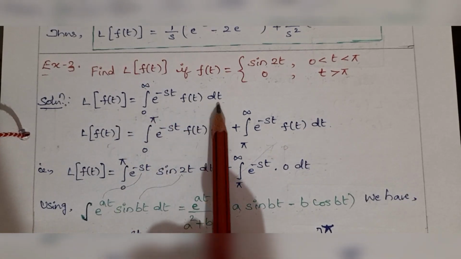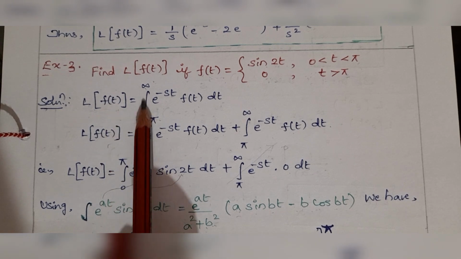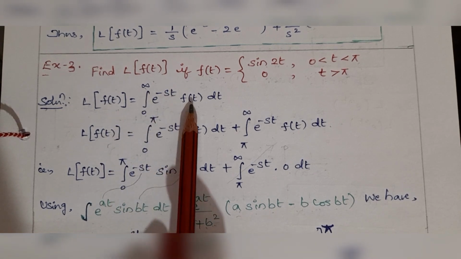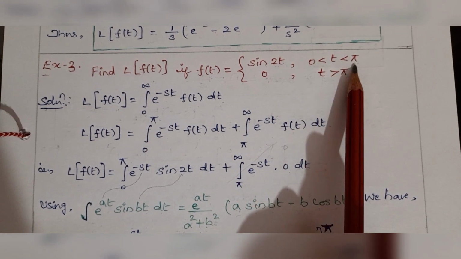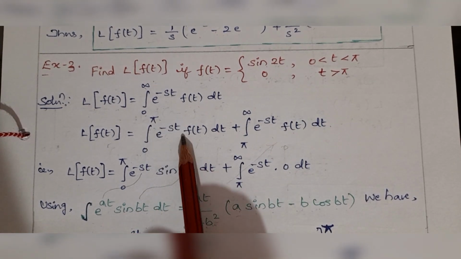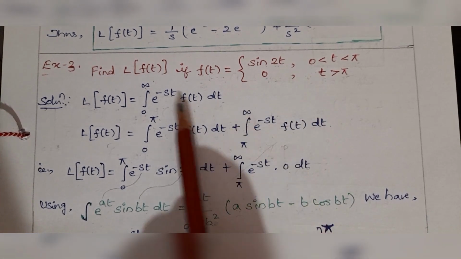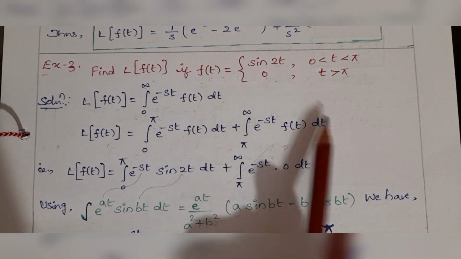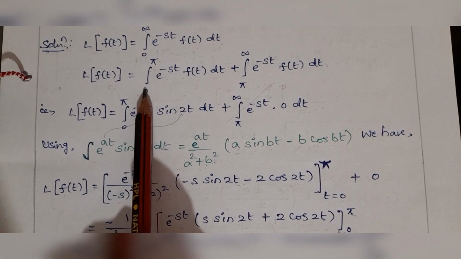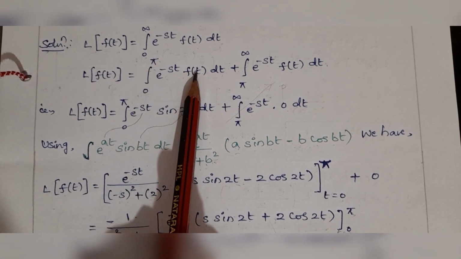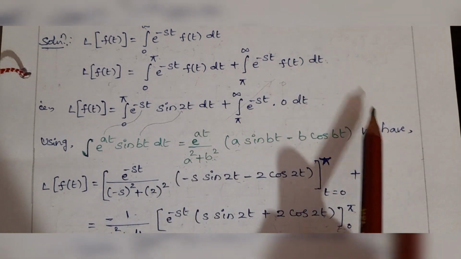First write down the Laplace transform formula. Laplace transform of f of t equal to integral of 0 to infinity e power of minus st f of t into dt. Next, first interval is 0 to pi e power of minus st f of t dt, plus second interval is pi to infinity e power of minus st f of t dt. Next, when interval is 0 to pi, that time f of t value is sin 2t. So write down here dt.